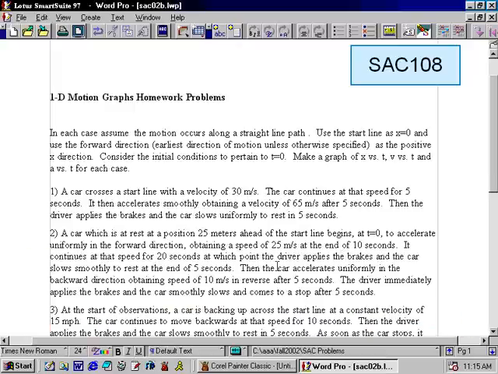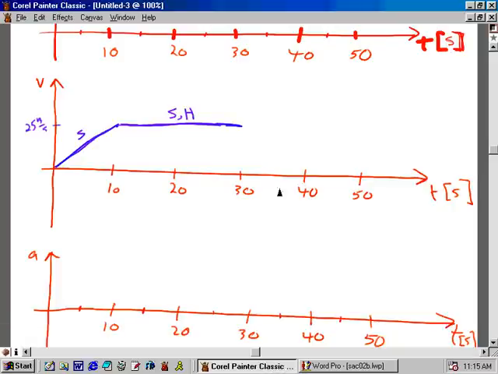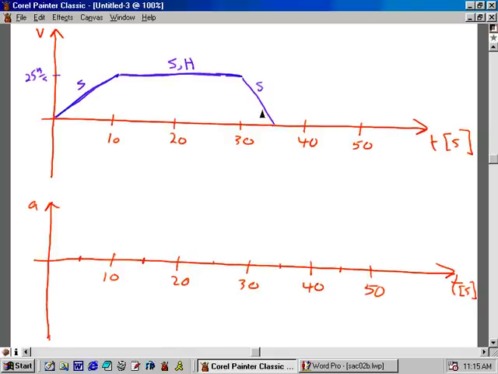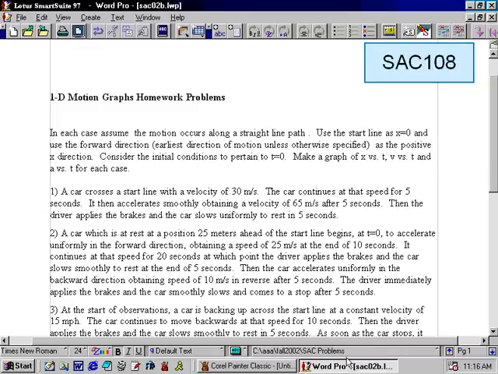And then what? The driver applies the brakes and slows smoothly to rest at 0 meters per second at the end of 5 seconds. So that would be right here. We're up to the 35-second mark. We've got a line that's straight down to 0. Negative slope indicating decreasing velocity. Negative slope means negative acceleration too. We'll use that a little bit later on.